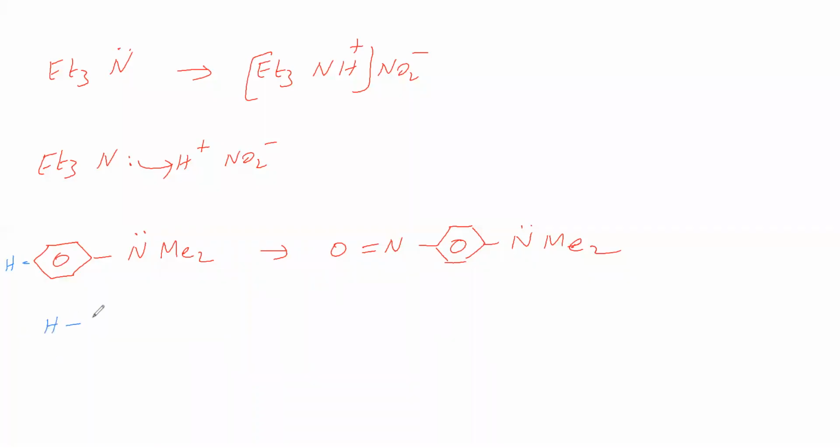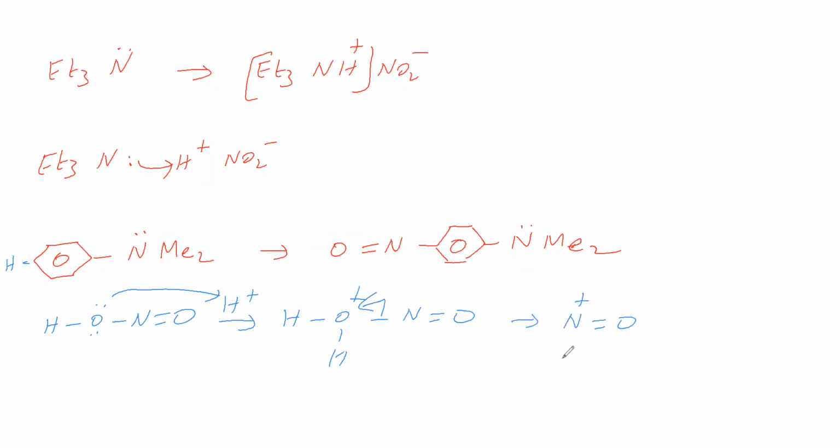How it is possible, we will see. We will take HNO2, nitrous acid, in the presence of H plus. It is attacking, and then from here water leaves. So we are getting a nitrosonium ion. This is the electrophile.